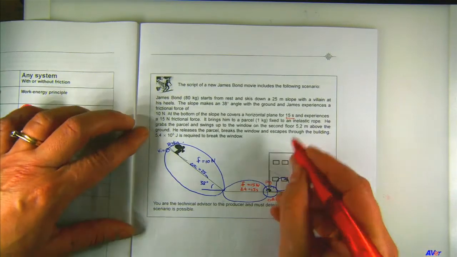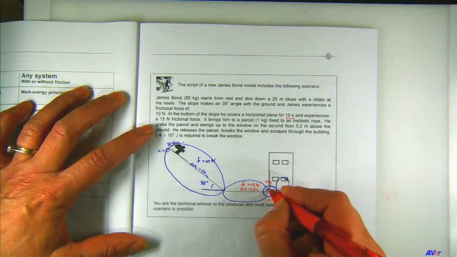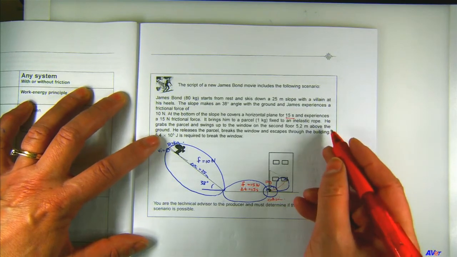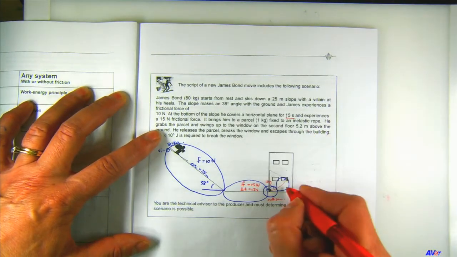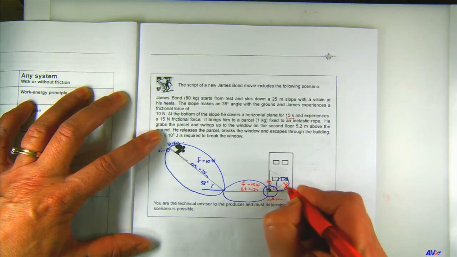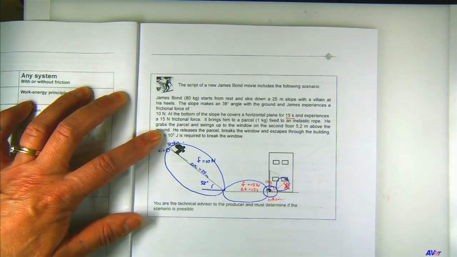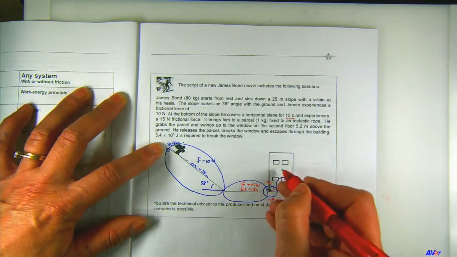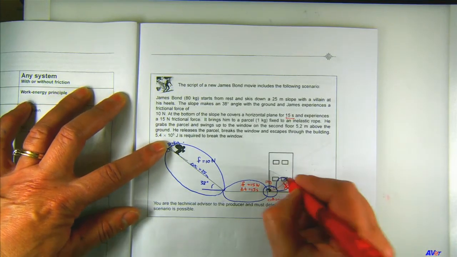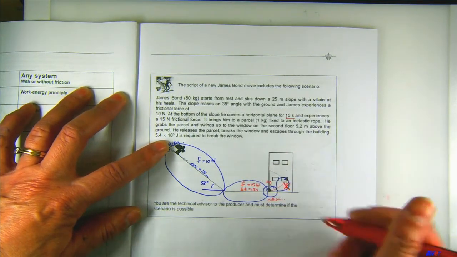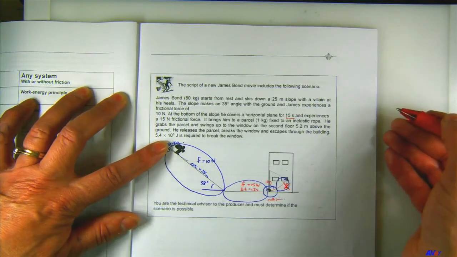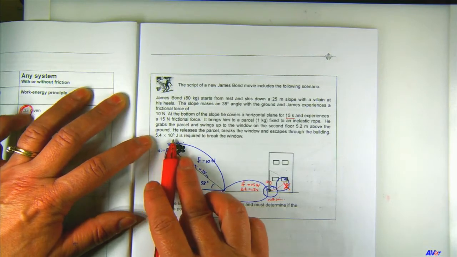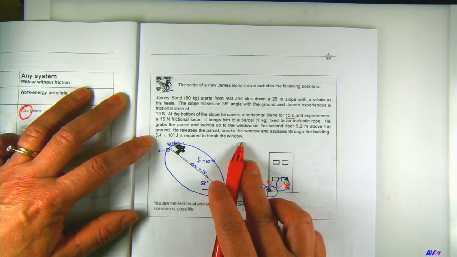And now he and the parcel all together swing up. Right. Now they say nothing about friction, so we can take friction as being ignored. So there's no friction for that. Swings up, and now he comes up to there, and now he releases the parcel, breaks the window, escapes through the building. And to do that, he requires 5.4 times 10 to the 5 joule to break the window.